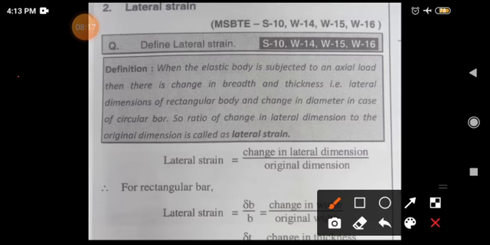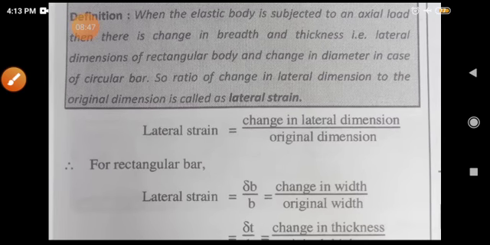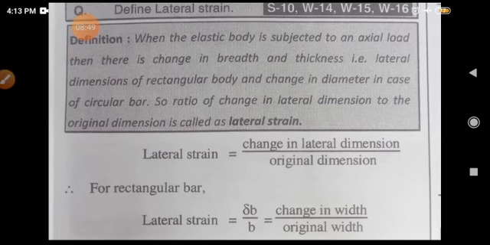Okay, when an elastic body is subjected to an axial load, then there is a change in breadth and thickness, that is, the lateral dimension of a rectangular body, and a change in diameter in case of a circular bar. So the ratio of change in lateral dimension to the original dimension is called lateral strain. You can see the definition also.